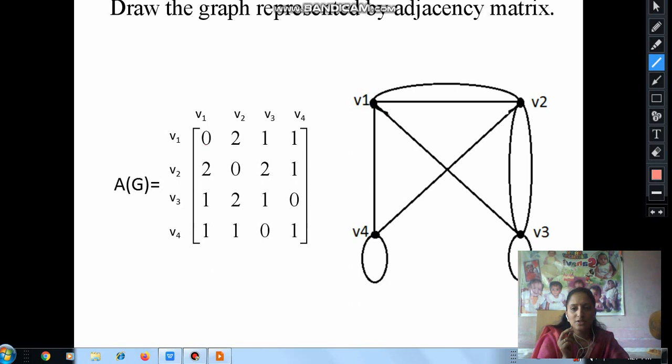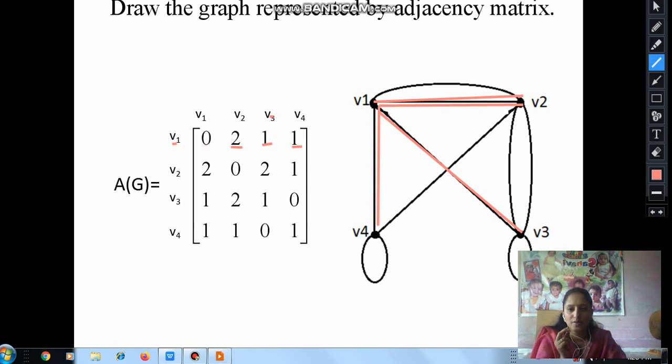Here the number of edges between V1 and V2 is equal to 2. That is, we have to draw two edges between V1 and V2. This is the first edge and this is our second edge. There are two edges between V1 and V2. Then this one represents there is an edge between V1 and V3, so we can draw the edge between V1 and V3. There is also an edge between V1 and V4, so we draw the edge V1 to V4.